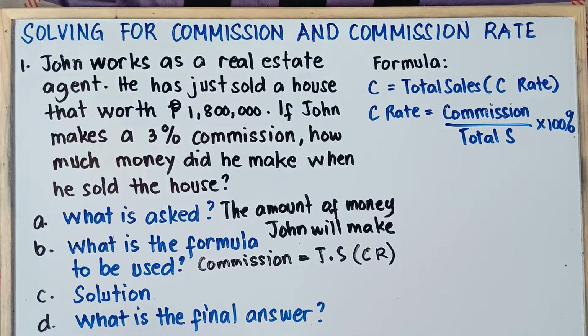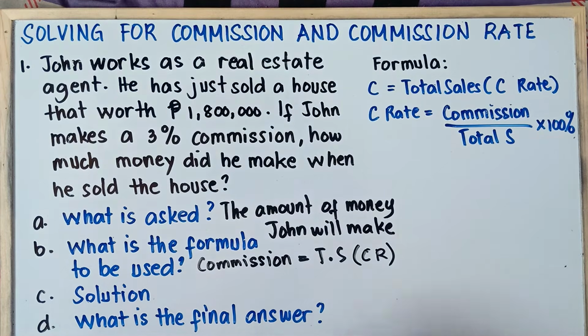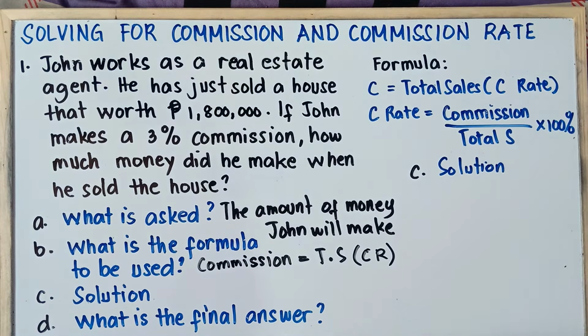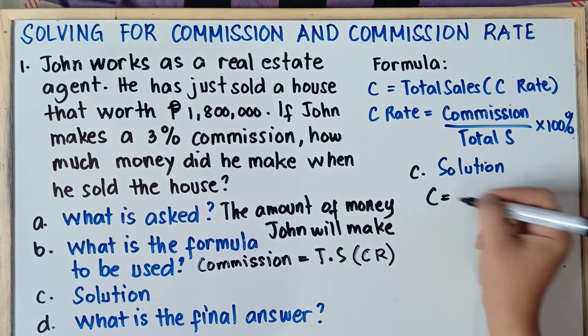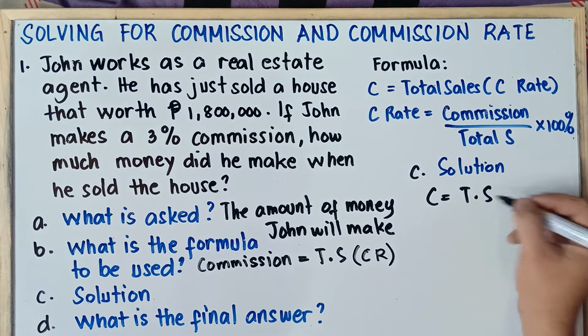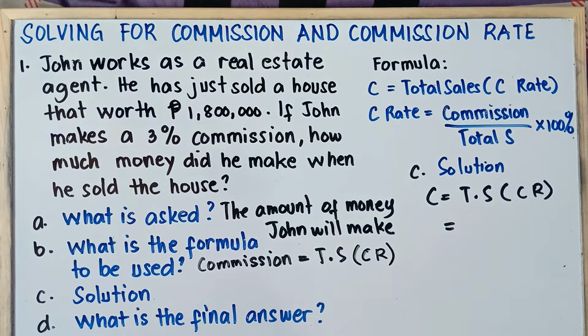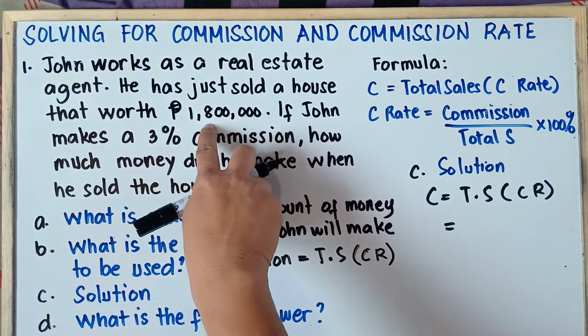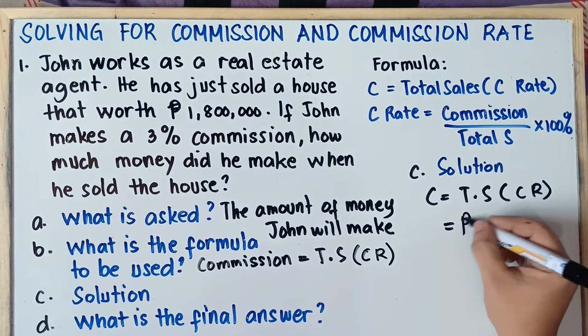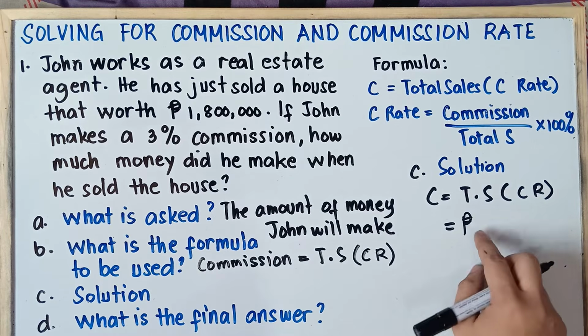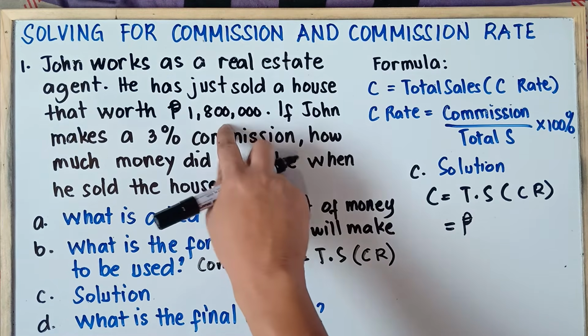Alright, and the solution, we're told to find the solution. So this will be our solution here. I will just write C for our solution. So once again, the formula, commission is equal to the total sales multiplied by the commission rate. And the total sales we have is 1,800,000 pesos. Simply substitute, class, the value of the total sales. Once again, class, our total sales, that's 1,800,000 pesos.